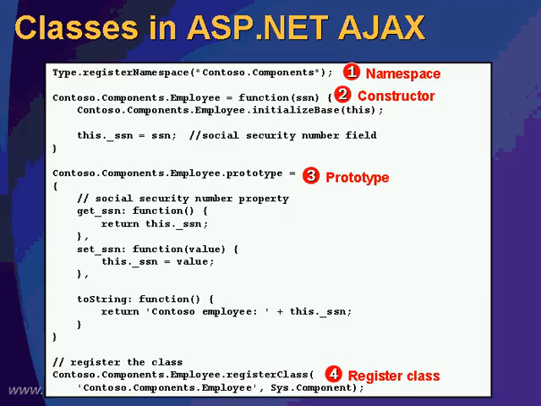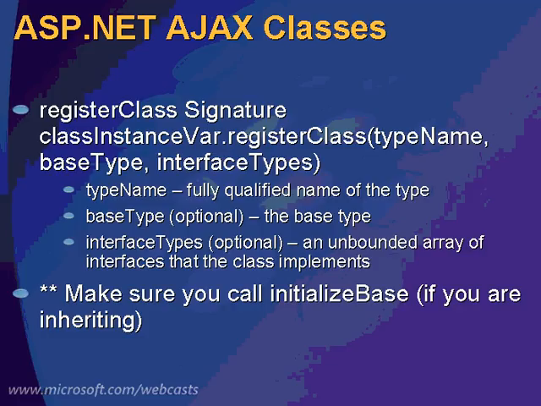But really the big difference between here and JavaScript, we've added the namespace optionally. We don't have to. We called initialize base in our constructor, and then down here we called register class. And this is what's going to give us that additional functionality. So the register class signature looks like this.